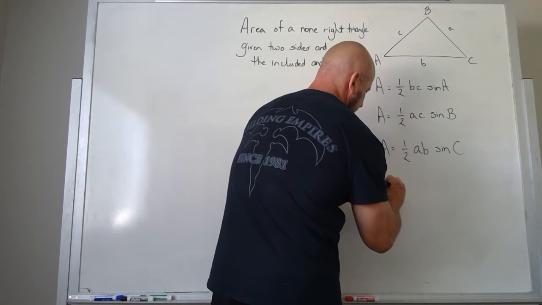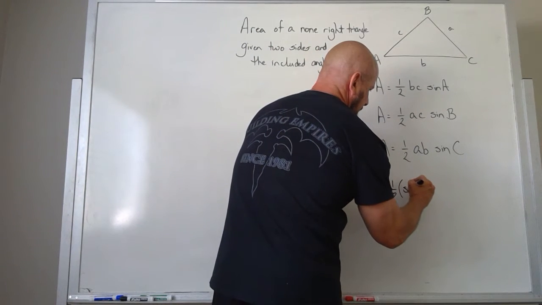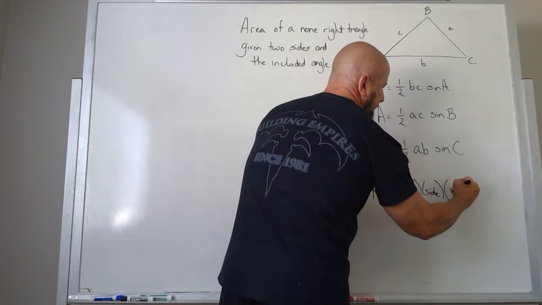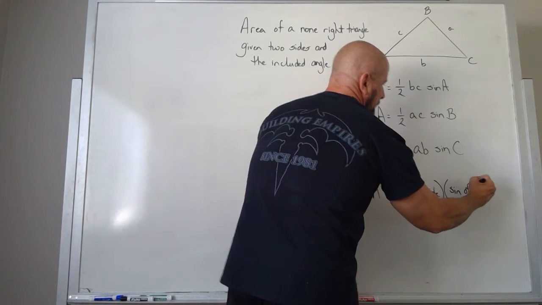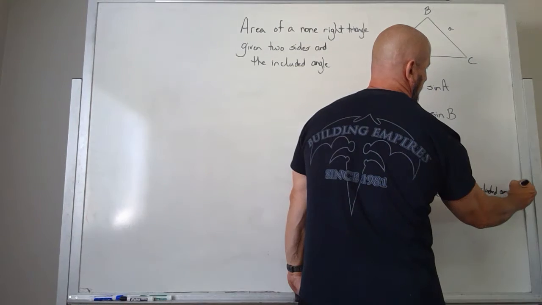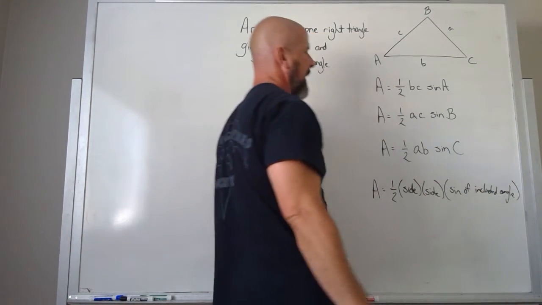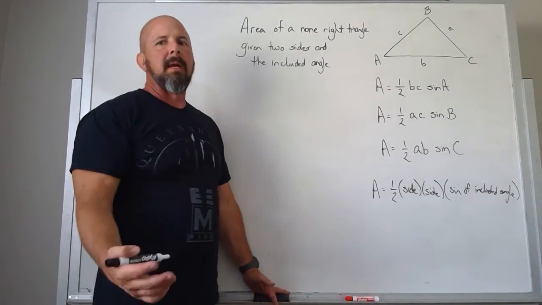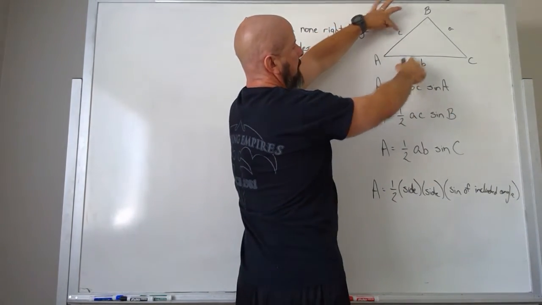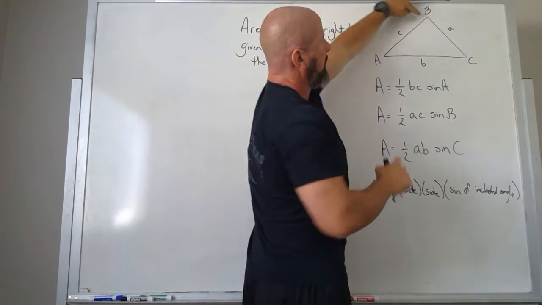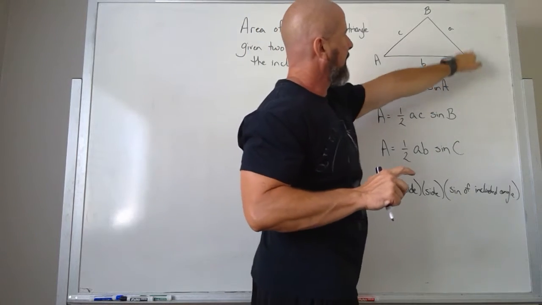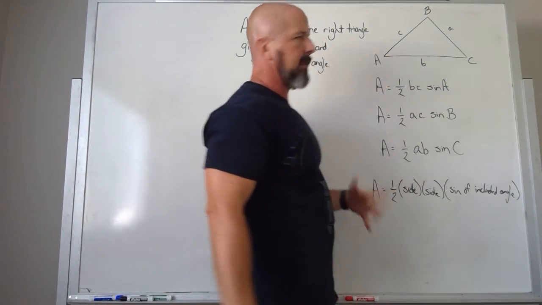The way I just like to think of it is 1/2 side, side, then sine of included angle. If you can remember it like that, then all three formulas are really the same. Included means the one between. So A is between B and C. Angle B is between A and C. There's my two sides, included. C is the angle between A and B. So there's my two sides and the included.